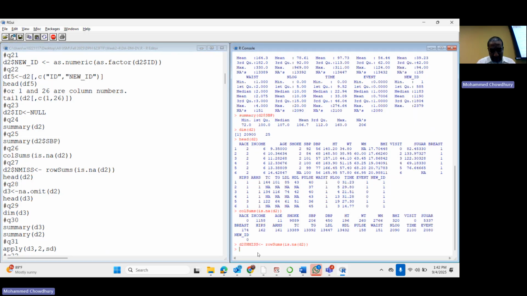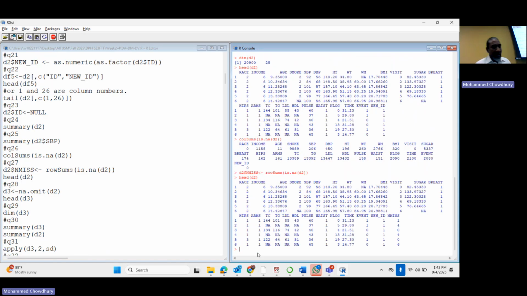And then if I want to write here head D2, n miss. So the first row has 1 missing value, the second row has 4 missing values. Because each person has up to 10 visits, if you see that some of these rows have 15 missing, 14 missing, or 12 missing, then you can say that if a row has more than 10 missing, I want to exclude it from the study.